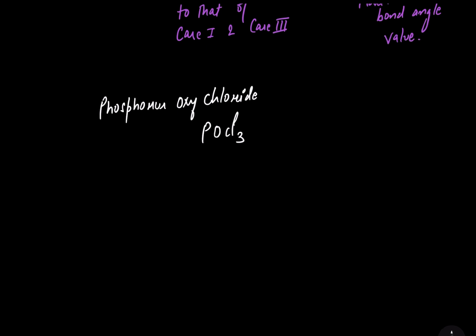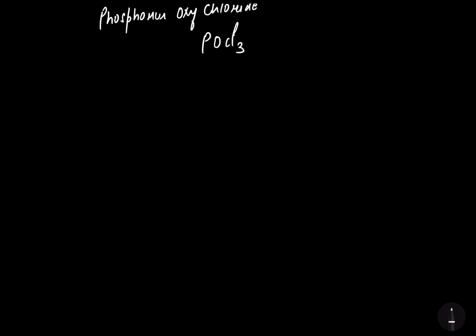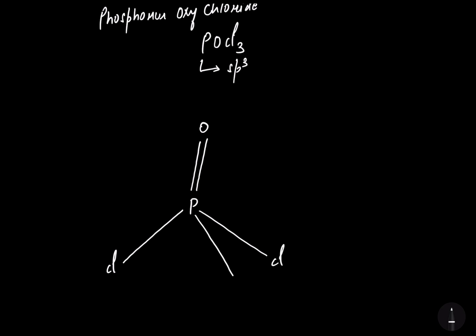Let me draw its structure, its geometry, which will be tetrahedral in shape, because phosphorus in POCl3 is sp3 hybridized. So the geometry will be P, that's the double bond O, that's the first chlorine, that's the second chlorine, and that's the third chlorine.